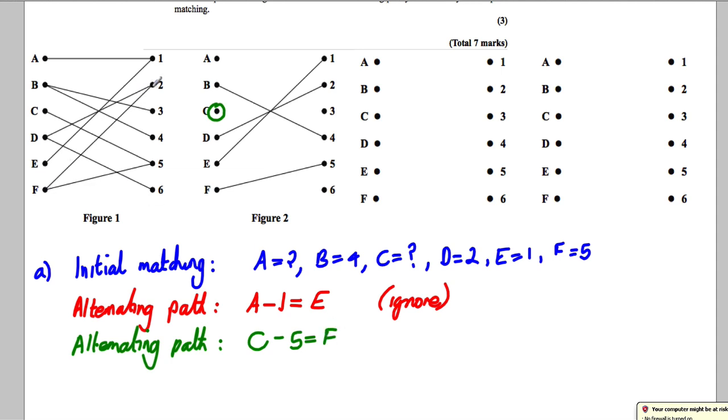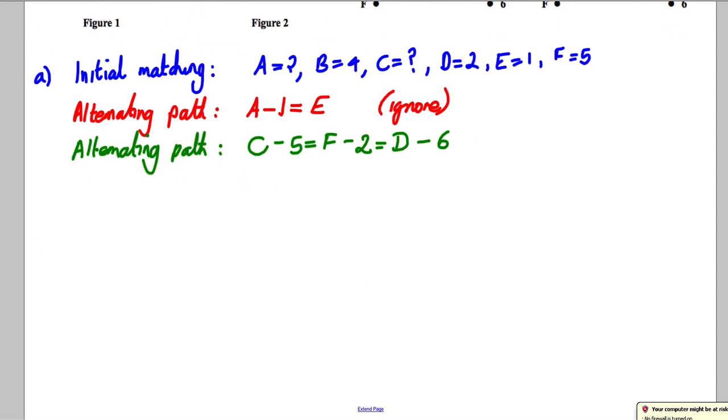That could go to 2. So I'm going to say dash 2. But I know 2 is with D. So that's equal D. Now I'm back at D. I can go to 6, and 6 is an unmatched. So I go to 6. And that's an unmatched. So that's a perfect alternating path. I then write change status. So I'm going to say C is now with 5, which is no longer with F, because F is with 2, which is no longer with D, because D is equal to 6.